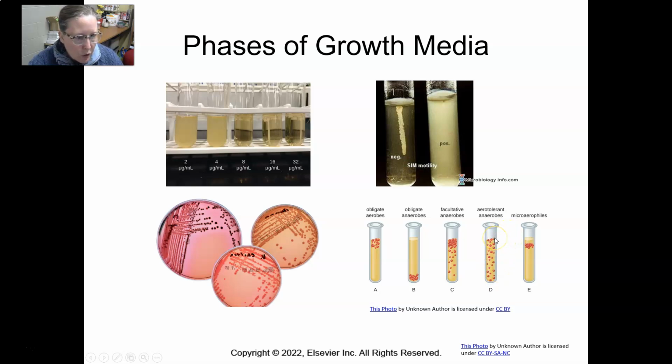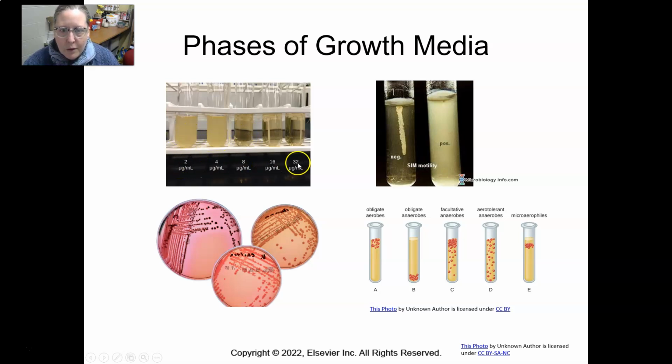Aerotolerant anaerobes will grow throughout the tube nice and evenly from the top to the bottom. And your microaerophiles will grow just a little bit below the surface in a concentrated area there. Okay, so this is broth liquid, and so you can see how it's clear if there's no growth, and it's turbid if there is growth.